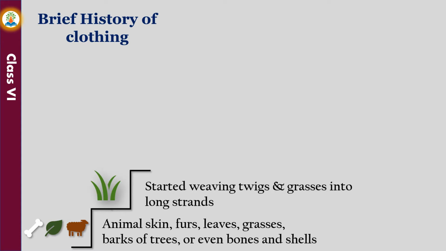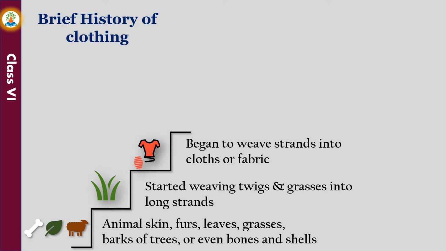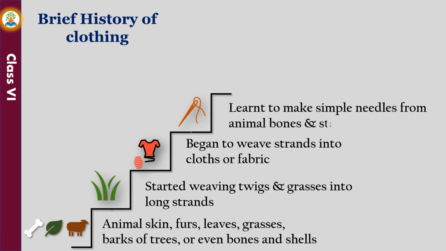After people began to settle agricultural communities, they started weaving twigs and grasses into long strands. Slowly, they began to weave these strands into cloth or fabric. When people learned to make simple needles from animal bones, they started sewing.